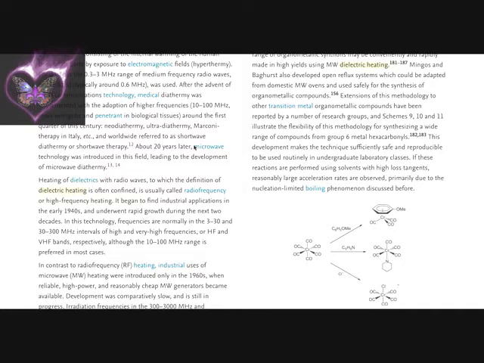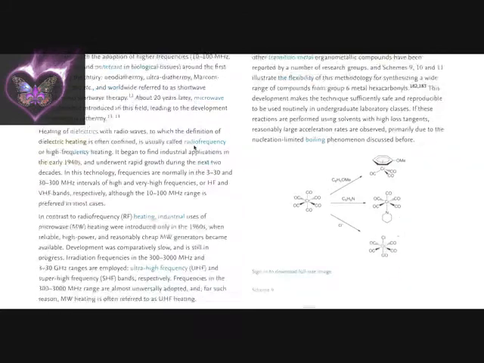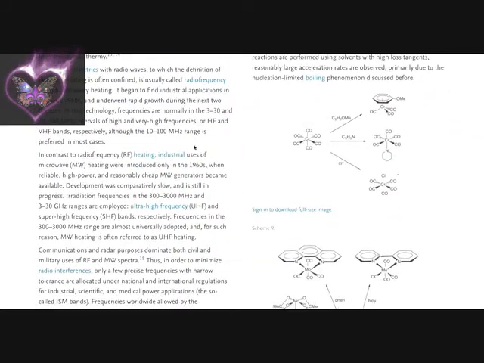In contrast to radio frequency heating, industrial uses of microwave heating were introduced only in the 1960s when reliable, high power, and reasonably cheap microwave generators became available. Development was comparatively slow and is still in progress. Irradiation frequencies in the 300 to 3000 megahertz and 3 to 30 gigahertz ranges are employed, the ultra high frequency and super high frequency bands, respectively.